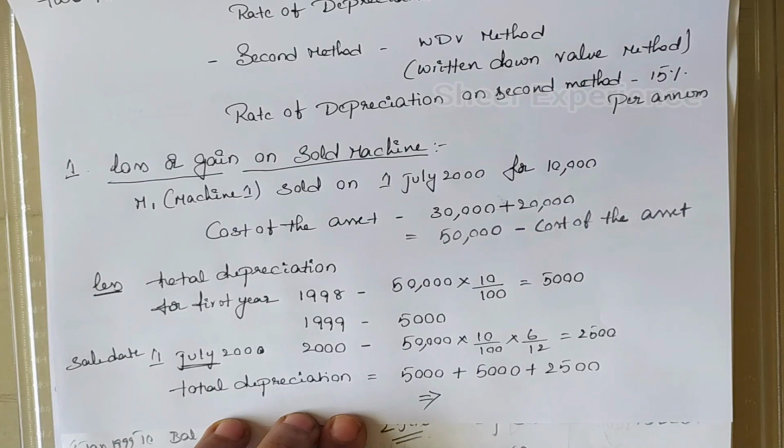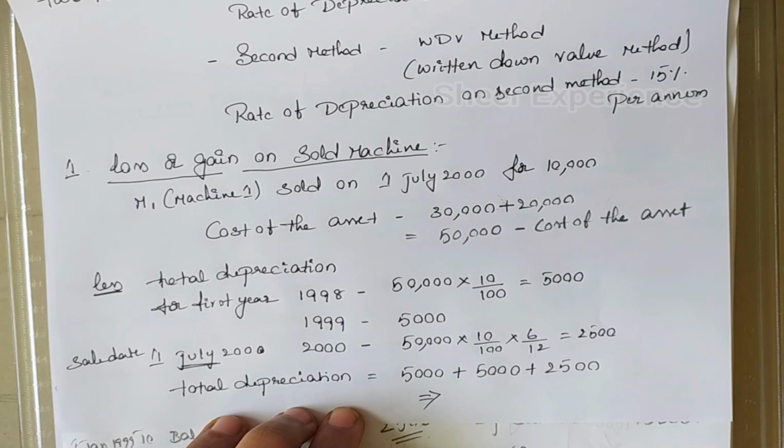To arrive at the book value of the machine, we need to deduct the total depreciation from the cost of the machine. Depreciation for first year, that is for 1998, cost of the machine is 50,000 and rate of depreciation is 10% per annum. Depreciation amount is 5,000. And for the second year, that is for 1999, it is again 5,000 because we are following straight line method. Since the first machine was purchased on 1st January, we are considering the calendar year, that is from January to December, to calculate the depreciation.